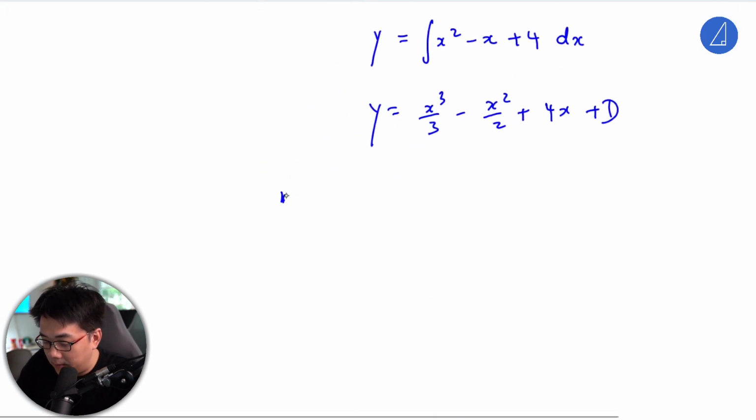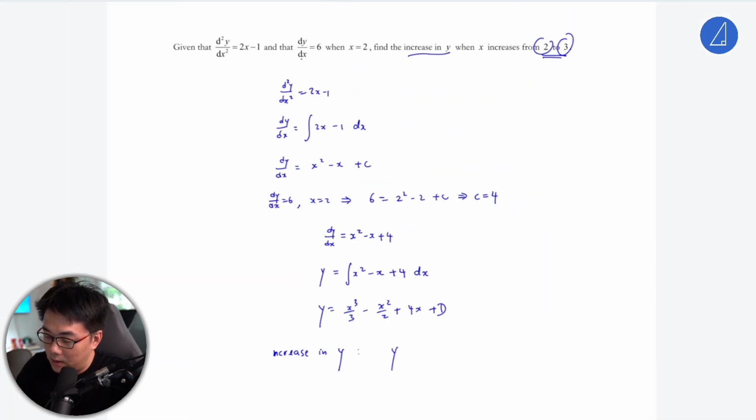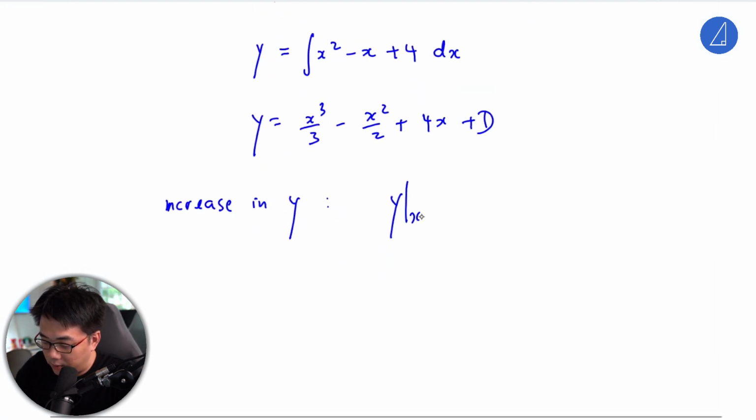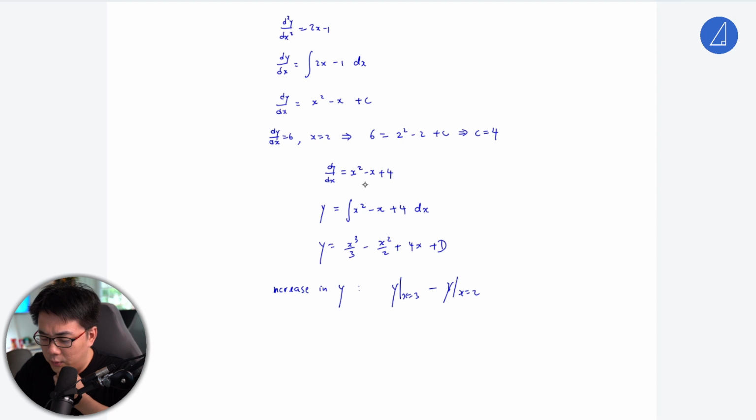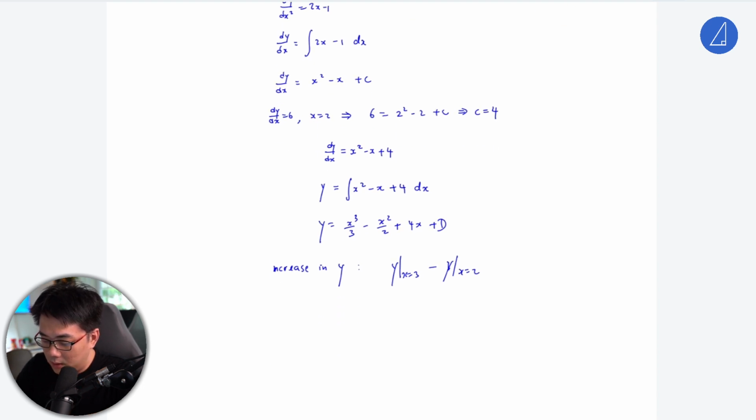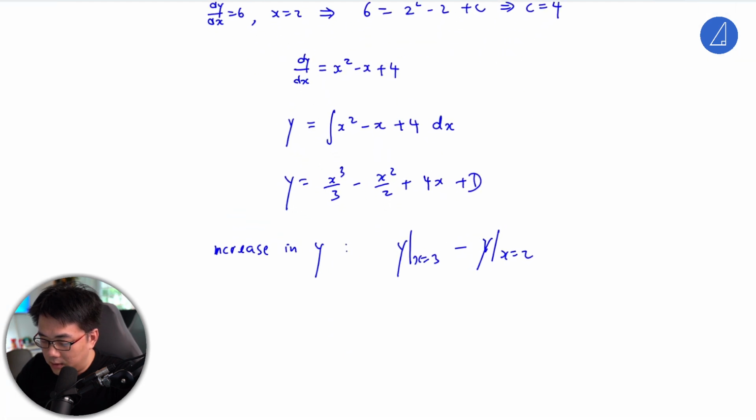So the increase in y will just be y when x is 3, increased from 2 to 3. So we're just going to take y when x is 3 minus y when x is 2. I just think presumably it's an increasing function. We could see that 4 minus 2, yeah, it's an increasing function. I'm not sure whether this is strictly increasing or not, so I'm just drawing it.